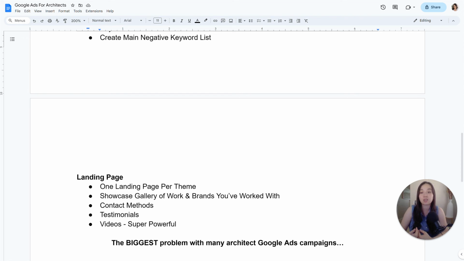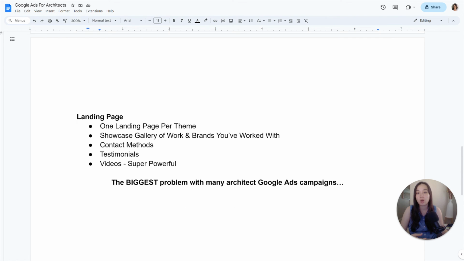The next thing is contact methods. So you want to make it very easy for people to contact you, whether you have a chat option on your website, or your landing page. You'll also want a form option, as well as a way to call you, and that's going to help with generating more leads and ultimately help you with getting potentially more clients.